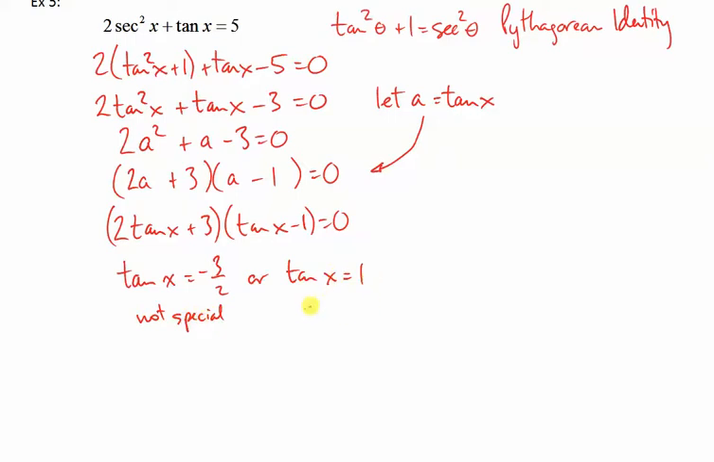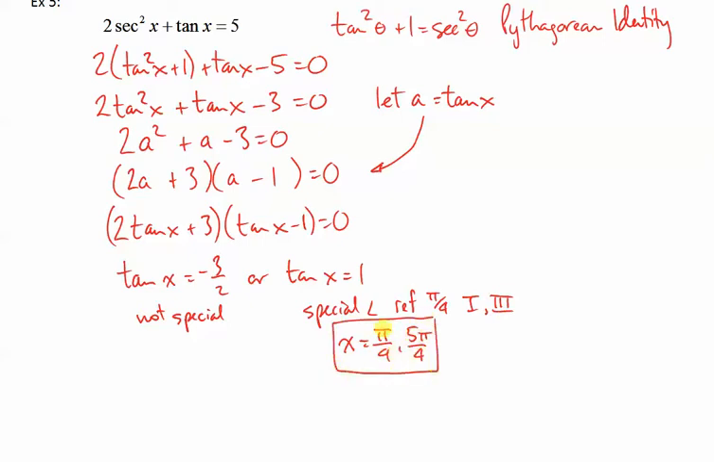tan x equals 1 is a special angle, and the reference is pi by 4, and it's in quadrant 1 and quadrant 3. So two of my roots are pi by 4 and 5 pi by 4, and I know those values exactly. These ones I don't know exactly, so I'm going to write it as arctangent of negative 3 halves, the ratio, to get the angles.